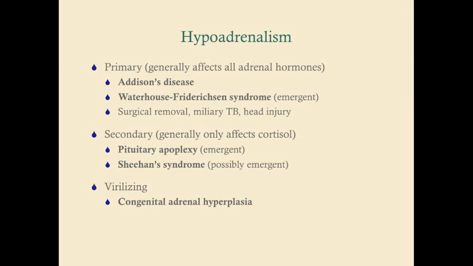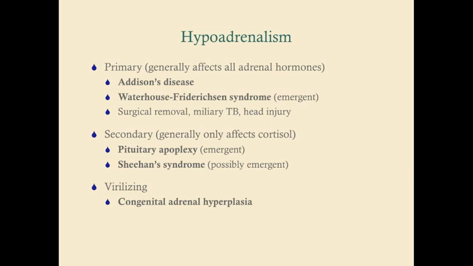Waterhouse-Friderichsen syndrome, which is an emergent disease, is due to hemorrhage into the adrenal glands, secondary to a meningococcal infection. There's also primary hypoadrenalism due to surgical removal. Generally, that's due to there being a neoplasia. Miliary TB can infiltrate the adrenal glands and render them non-functional. Hemochromatosis can infiltrate the glands, and then head injury, which actually, now that I think about it, should probably be under secondary. So cross that out.